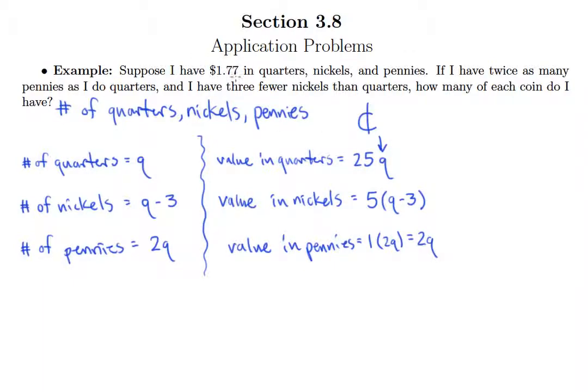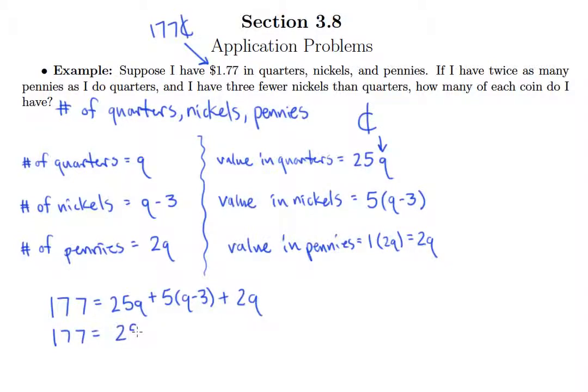Okay, so that's really important to keep in mind. So this $1.77, I might want to change to cents. And of course I do that just by moving the decimal point over 2. So that's 177 cents. This allows me to set up an equation. The total amount of money I have in cents is equal to the total value in quarters plus the total value in nickels plus the total value in pennies. And we can do a little simplifying here: 25Q plus 5Q minus 15 plus 2Q.